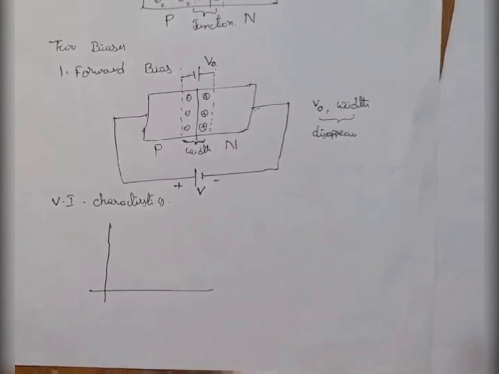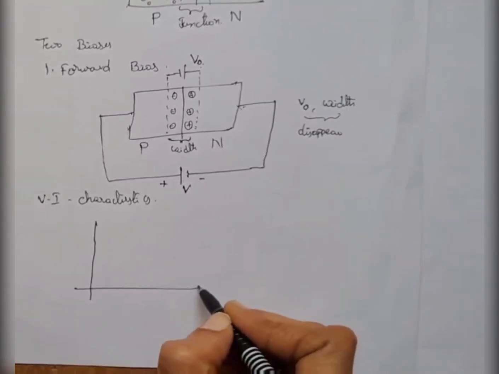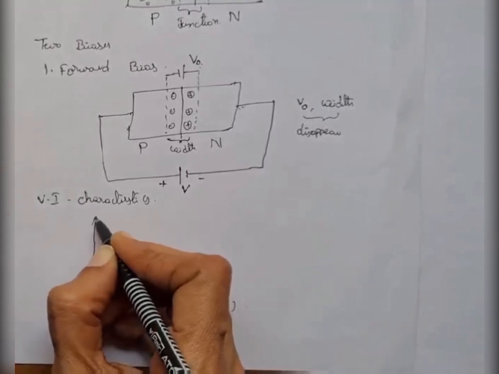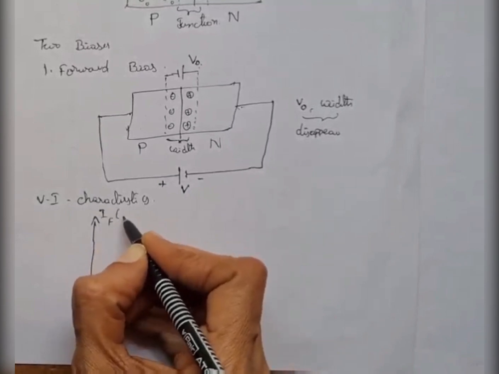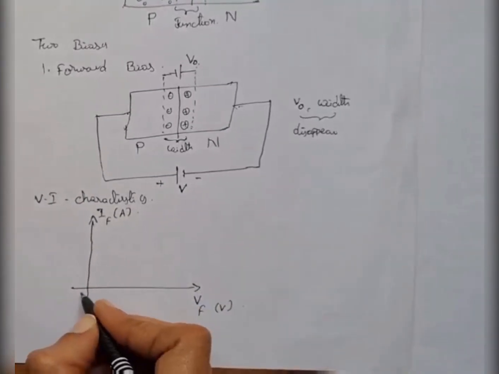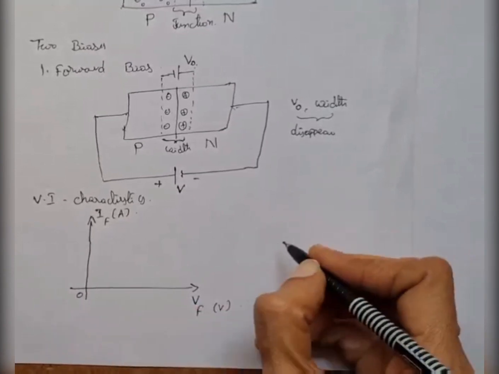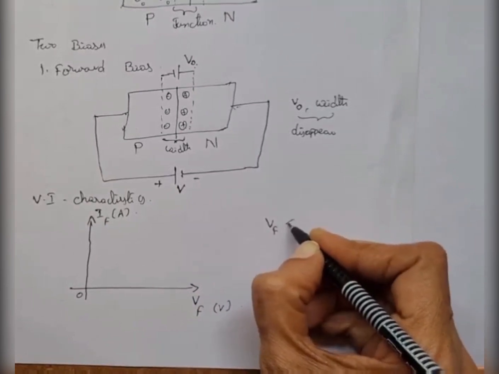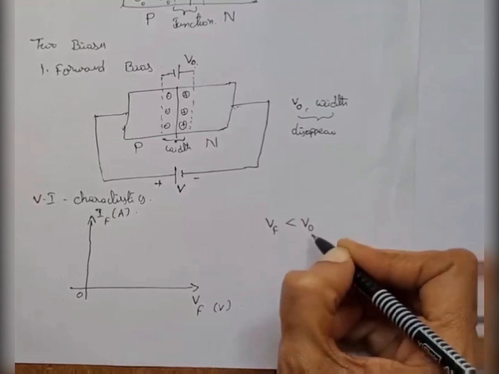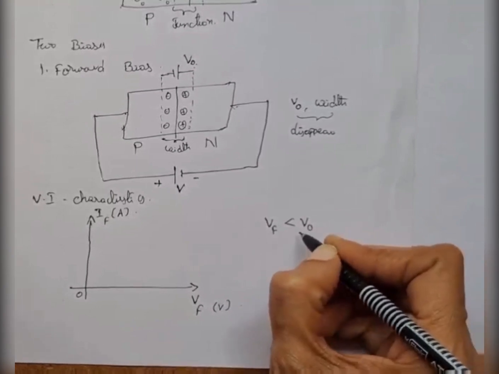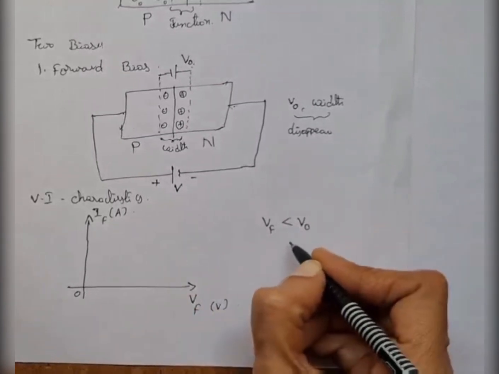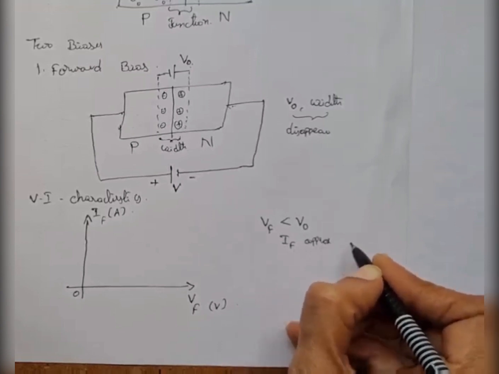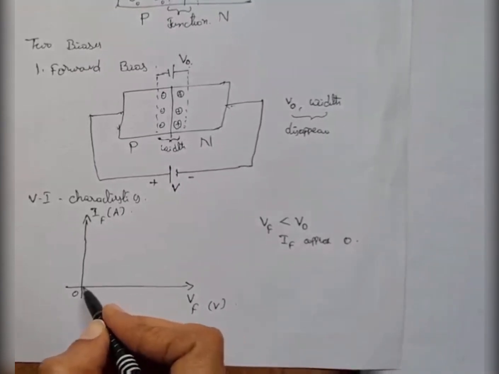On the x-axis we are taking forward voltage in volts. On the y-axis we are taking forward current, in amps. This is 0. Here two conditions are applicable. When forward voltage is less than the potential barrier voltage, the forward current is approximately 0.